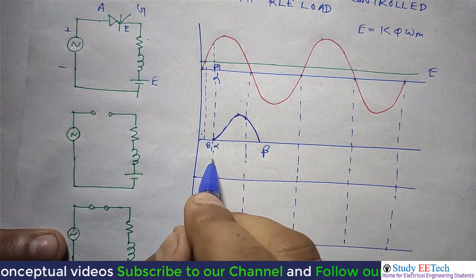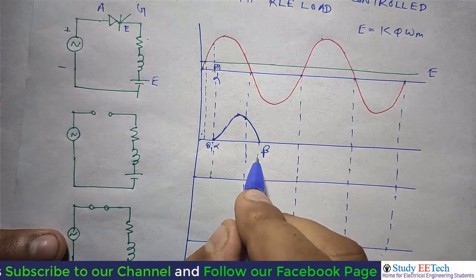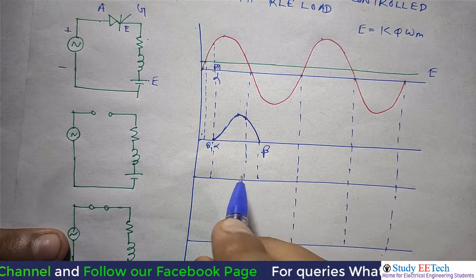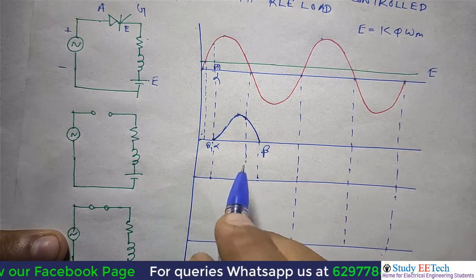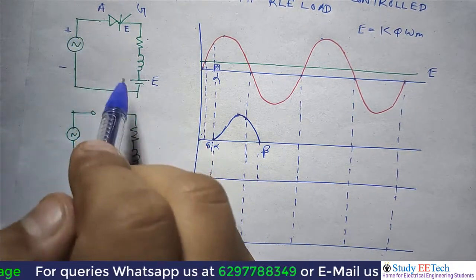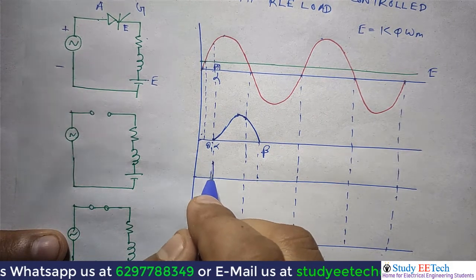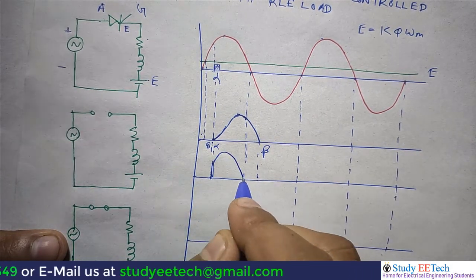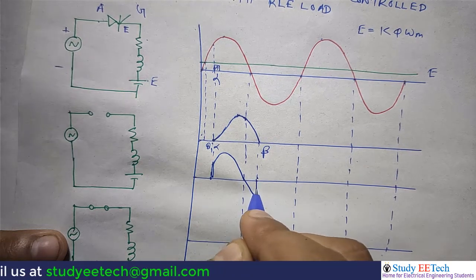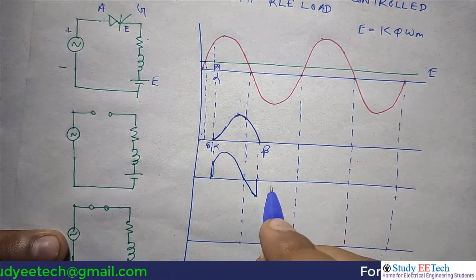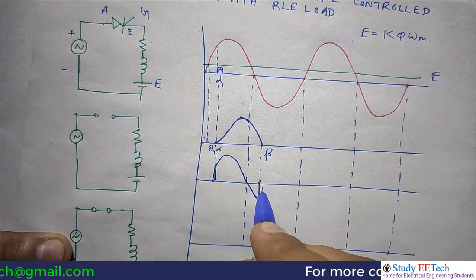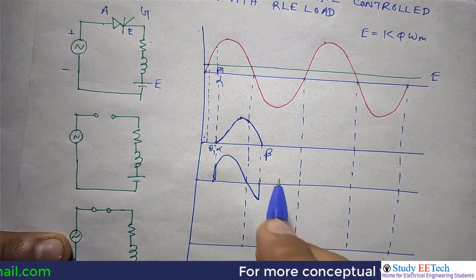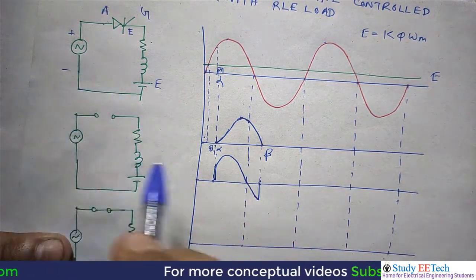From alpha to beta the thyristor will conduct, and while it conducts, the input voltage will appear across the load. So here the input voltage is this one, positive max, and then 0. Then, while it conducts, we will get a negative swing because of the inductance on the load side. So we get this voltage, and at this point the thyristor becomes off.